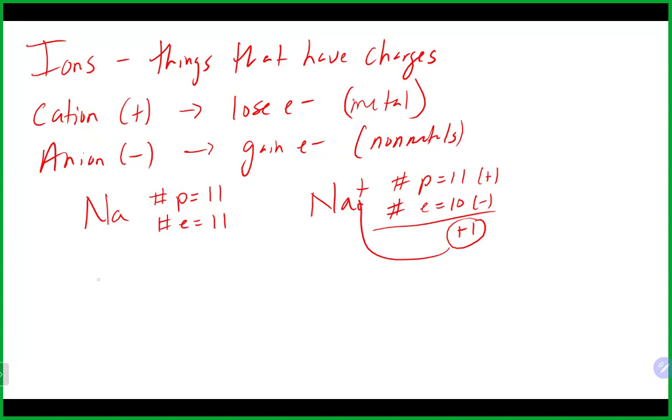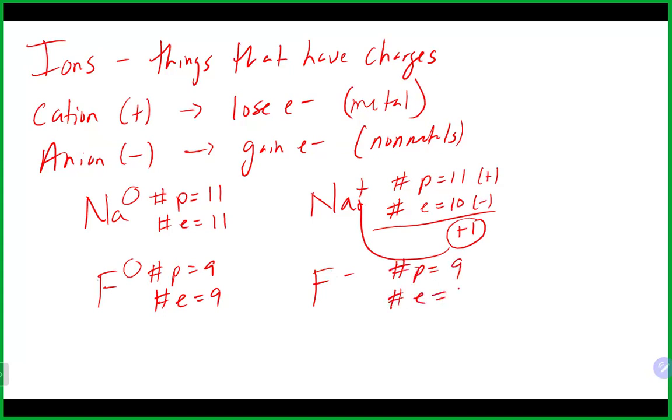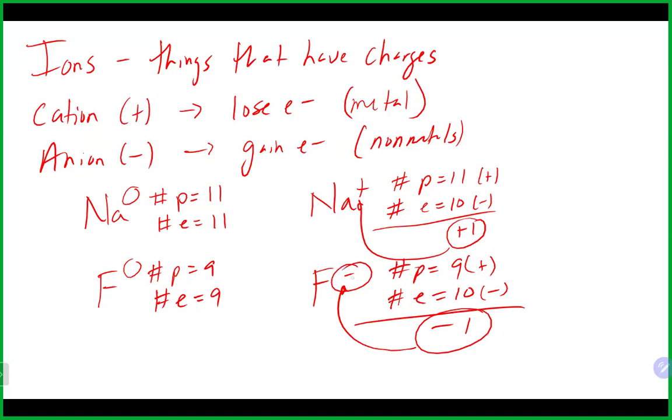If you took something like fluorine, number of protons would be 9. Number of electrons in fluorine would be 9. Again, no charge on either of those. Fluorine with a -1 would have number of protons still 9 because it's fluorine, but now would actually gain an electron and have 10. And again, that is where the -1 left over comes from.